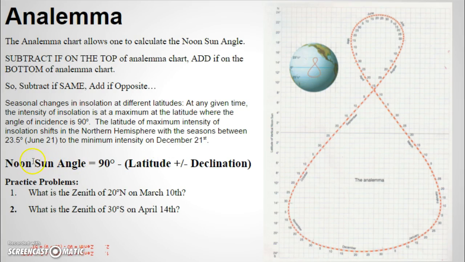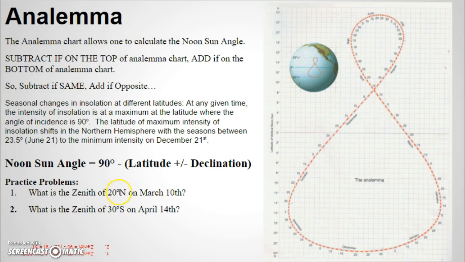So we can do some calculations. The noon sun angle. I'll give you a couple of practice problems and walk you through them. 90 degrees minus the latitude plus or minus declination. So what is the zenith at 20 degrees north on March 10th? I can find this using my chart. You can use yours in the binder.